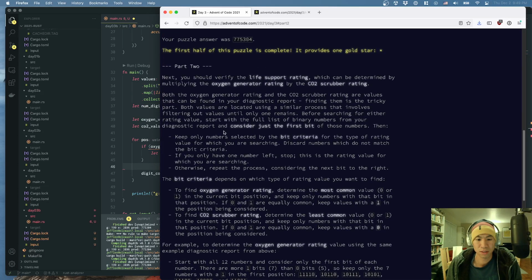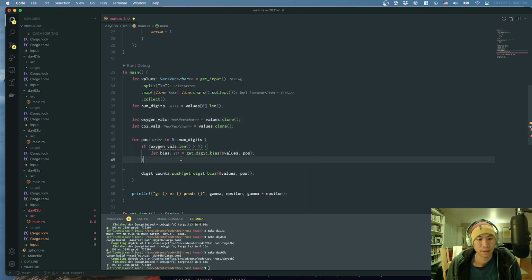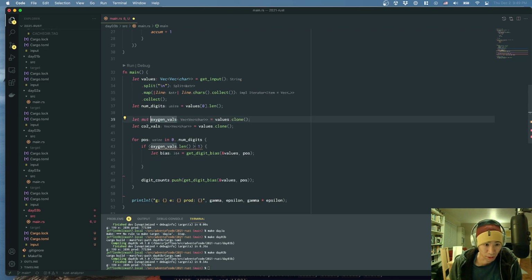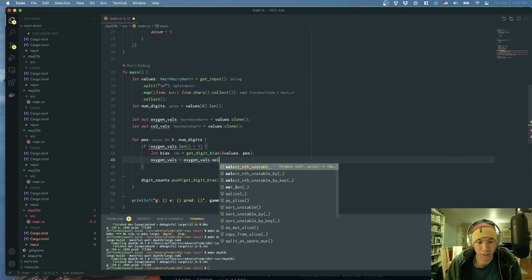The oxygen bias, the bit criteria: find the most common value, 0 or 1, and keep only the numbers with that bit in that position. If 0 and 1 are equally common, keep the ones with a 1. Okay, so now we're going to say that the oxygen values, which are mutable here, are going to equal the oxygen values, but we're going to put a filter on it. Is there such a thing as a filter? Is it called select?